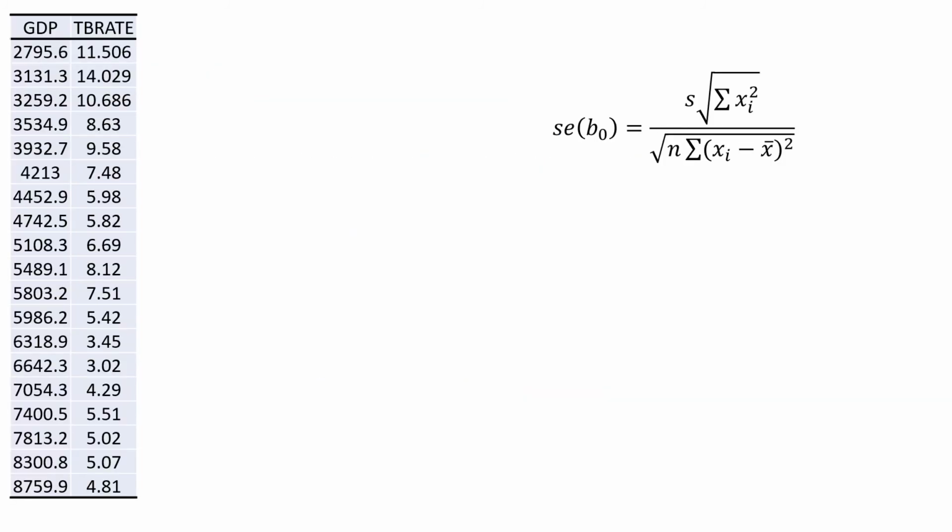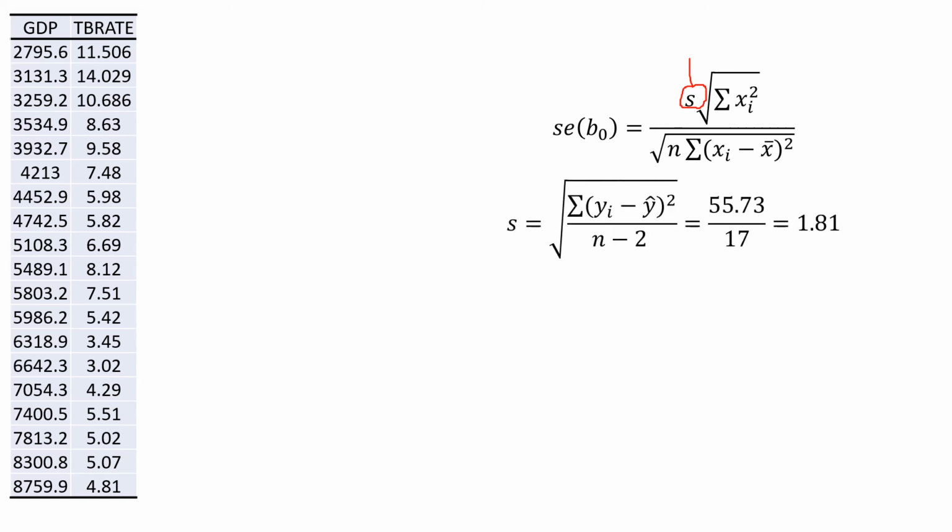We go to our data. This is the data that we have, and this is the formula that we have. Remember, we have to compute the standard error of the residuals. So first of all, we compute the standard error of the residuals, which is the square root of the sum of (yi minus y hat) squared over n minus 2. This one we had already computed. In the case of the slope, we found this to be equal to 55.73. N minus 2 is 19 minus 2, which is 17. So we get S equal to 1.81.